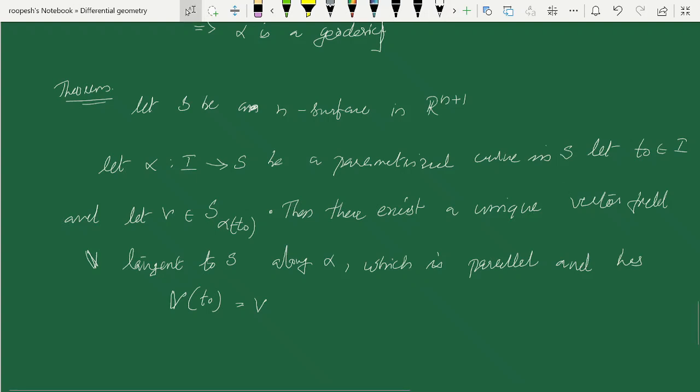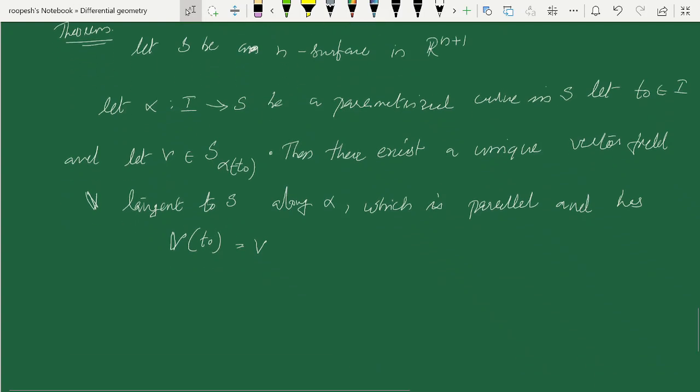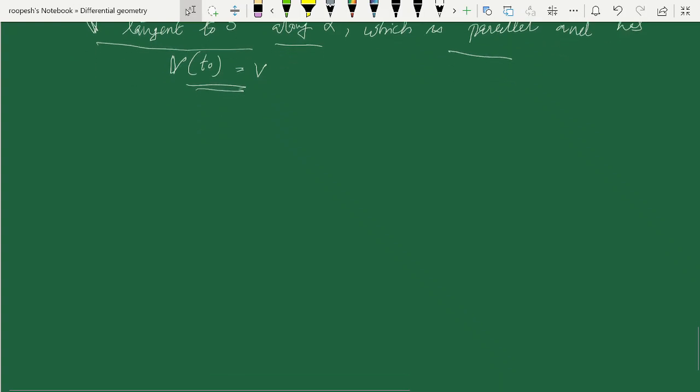So this means: let S be an n-surface in R^(n+1), and we have a parameterized curve alpha, and a vector v belonging to S_alpha(t naught). Then we can find a unique vector field V tangent to S along alpha, which is parallel and has V(t naught) equal to v. So we want to prove this. Proof.